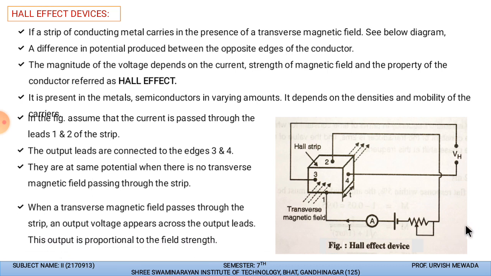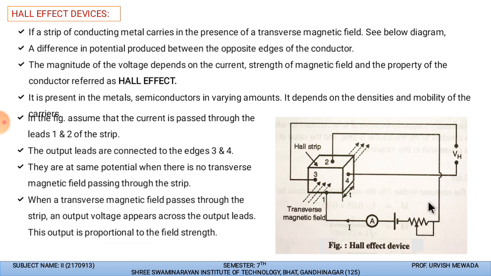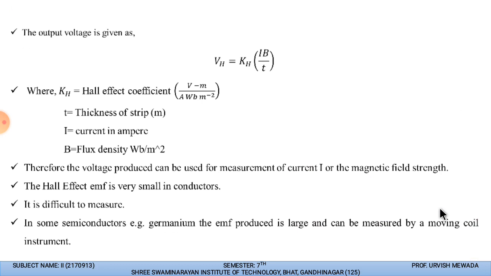When a transverse magnetic field is passed through the strip, an output voltage appears across the output leads. If there is no potential difference, the charges will not flow, but due to the transverse magnetic field a potential difference is created, and the Hall voltage appears. This output is proportional to the field strength. If the field intensity is more, the output voltage will be more, and if the field intensity is less, the output voltage is less. This is how the Hall effect transducer works.